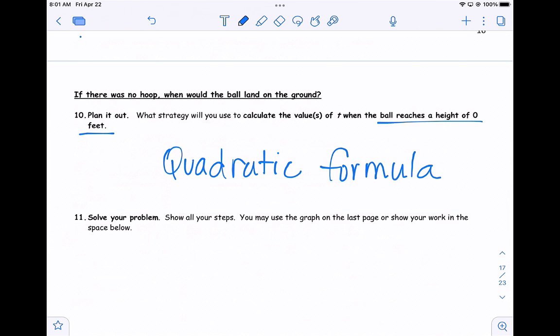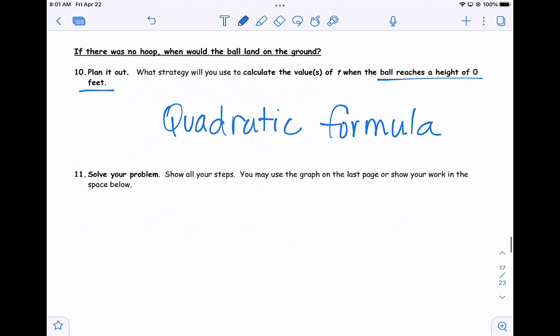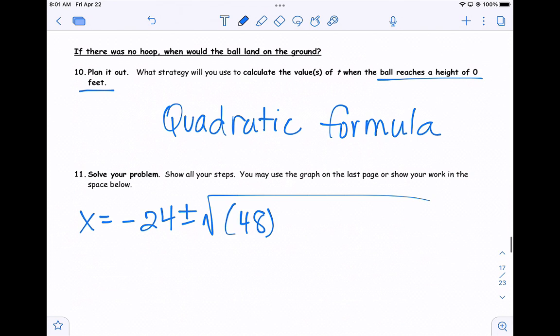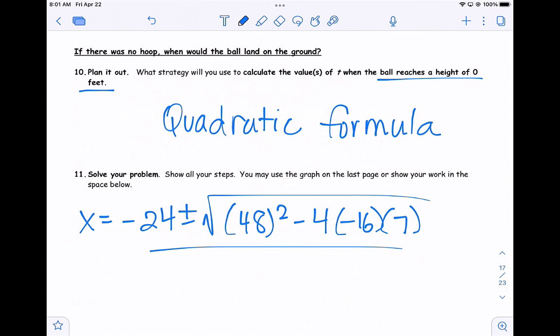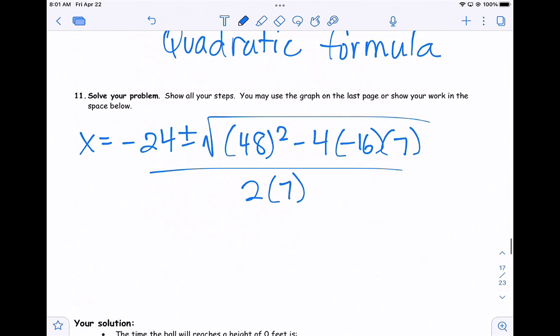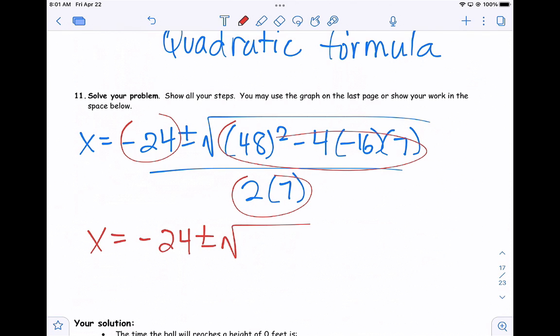Okay, so when the height is 0, we want the time. That's using the quadratic formula. So x equals opposite b plus or minus the square root of b squared minus 4 times a times c, where 7 is c, not 4, all over 2a. All right, so we're going to plug in the numbers. Remember to calculate these three numbers. First let's do the discriminant: 24 squared minus 4 times negative 16 times 7. So x equals negative 24 plus or minus the square root of the discriminant, which is 2752, all over negative 32.